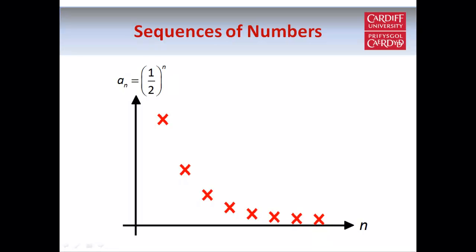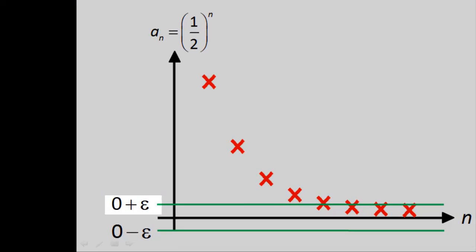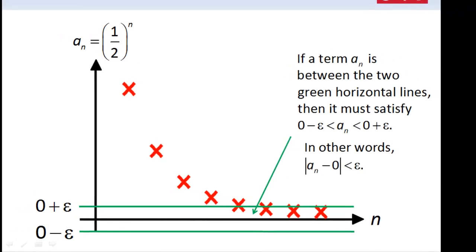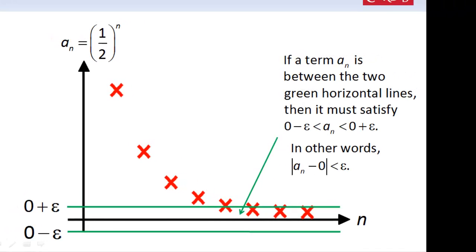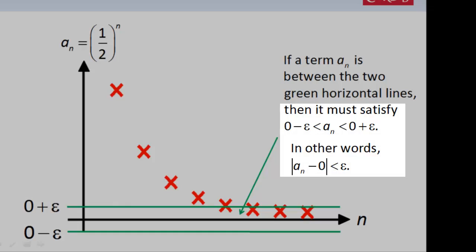Now let's go back to our diagram. Let's imagine that epsilon is some small number, and let's draw two horizontal lines. So the top green line is at 0 plus epsilon on the vertical axis, or just epsilon, and the bottom green line is at 0 minus epsilon, or just minus epsilon. Now you can see that if one of our terms, an, is in between the two green lines, then that means its value is between 0 minus epsilon and 0 plus epsilon, which means that the modulus of an minus 0 is smaller than epsilon. These two statements are exactly the same algebraically.